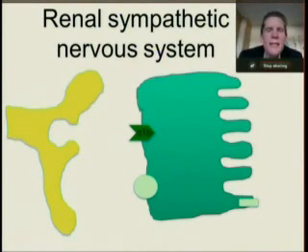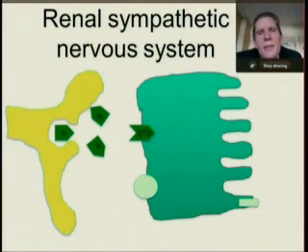What really happens at the microscopic level? This shows a nerve ending in yellow at the left-hand side. Norepinephrine is released at the nerve cell ending, and it then binds to the alpha-1b receptors of the tubular epithelial cells.